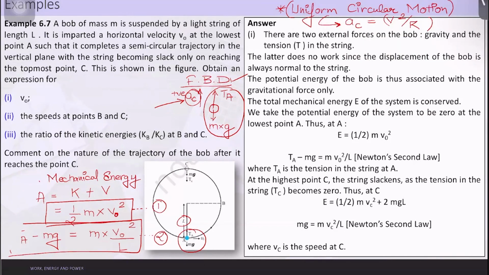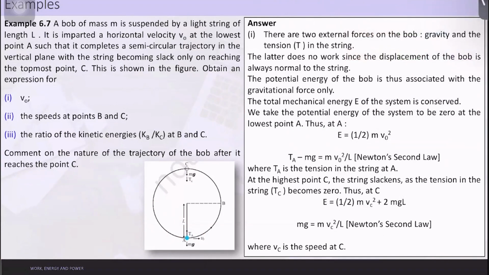So let me just rub it from here. We know that E is nothing but equal to half m v naught square. And the second thing is from Newton's second law, we got T_A minus mg is equal to m v naught square by L, where T_A is the tension in the string at A. Now let us calculate all these values at C also. So let us first make a diagram here again. Let me make the FBD here, because this place can be used for finding out the value.